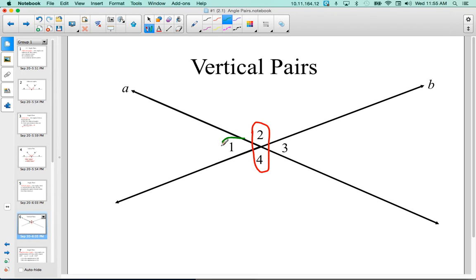And 1 and 3 are also a vertical pair, because they are two lines that share a vertex, non-adjacent, directly across from one another. So another way to think of vertical angles is that they are straight across from one another, or opposite one another, from the same two lines of intersection.